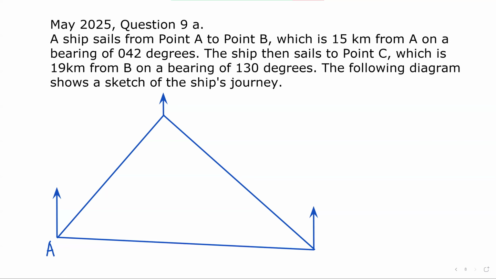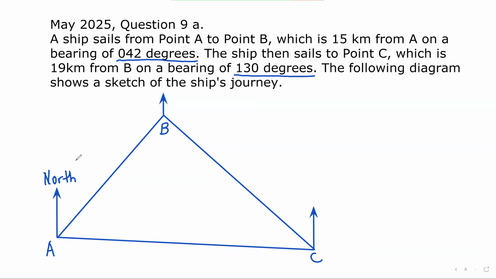So it says on the diagram, insert the bearings 042 degrees and 130 degrees. That's the first part of the question, worth 1 mark. It says the ship sails from point A to point B. So this is your point B up here, over on this side. And then this must be C. Your north line was actually labeled there, I forgot to write it in. Your north line is here.